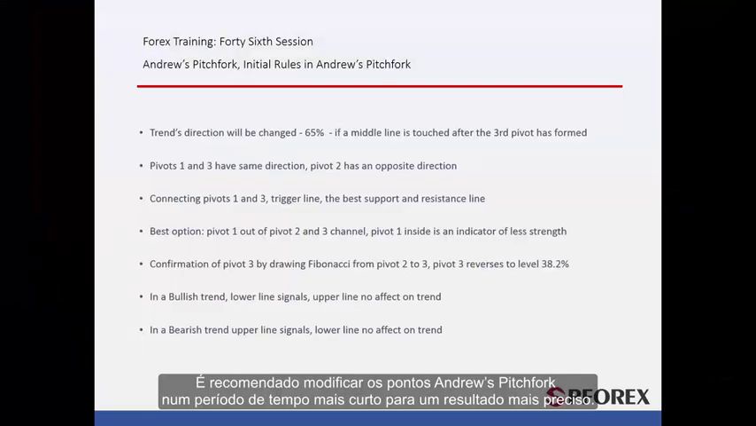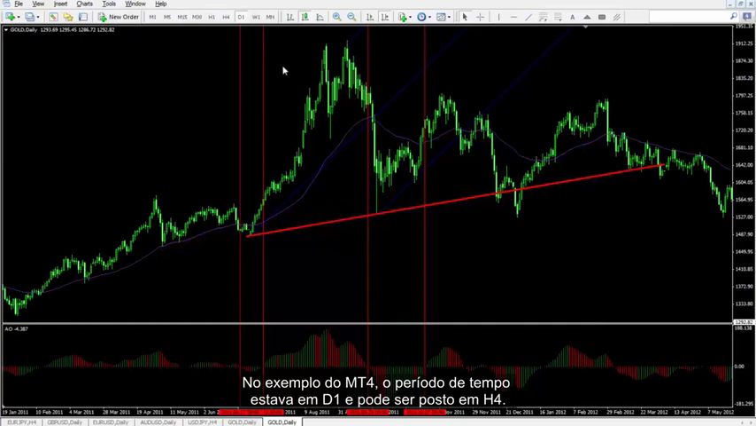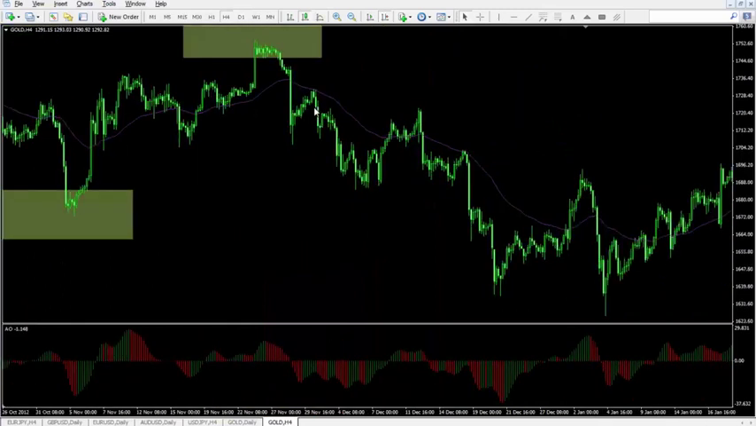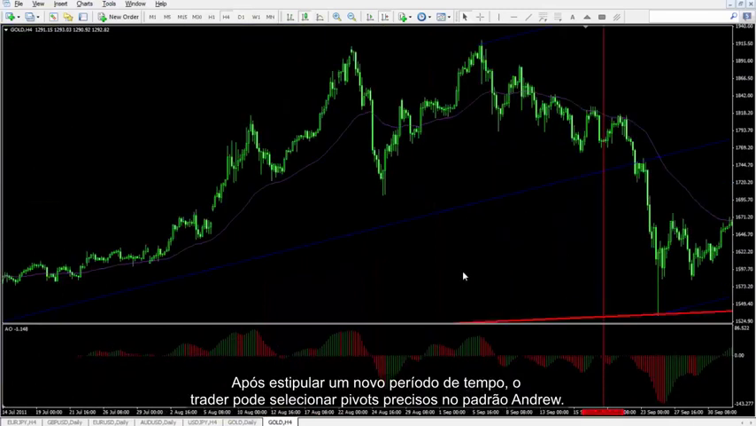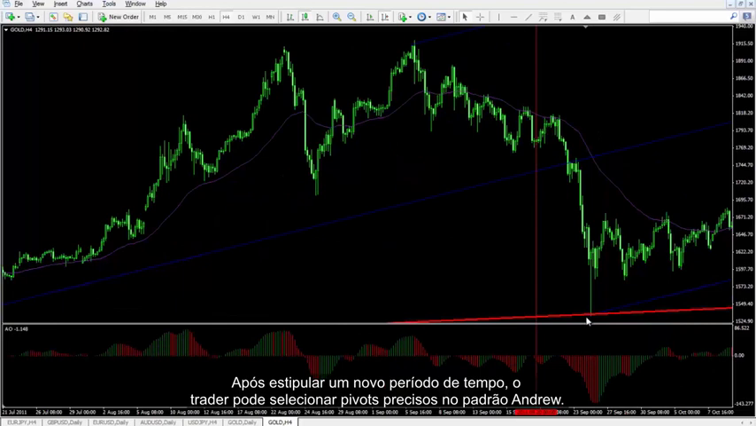It is recommended to modify Andrew's Pitchfork points in a shorter time frame for more precise results. In the MetaTrader 4 example, the time frame was on D1 that can be set on H4. After setting a new time frame, a trader can select precise pivots of Andrew's pattern.